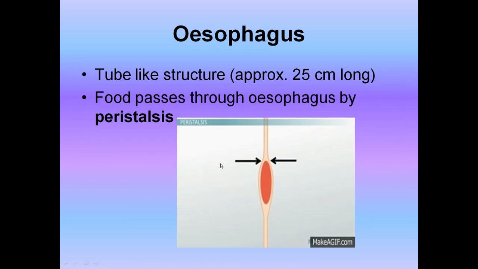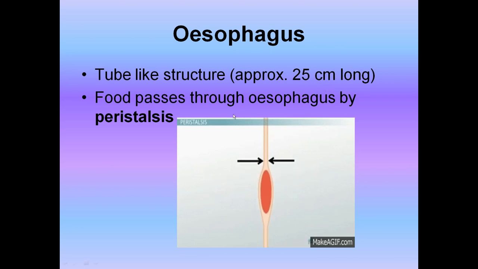Moving to the food pipe, that is the esophagus. The esophagus is a long tube-like structure, as you can visualize from the previous animated slide, approximately 25 centimeters long. You have to learn this. The approximate length of the food pipe, the esophagus, is 25 centimeters.